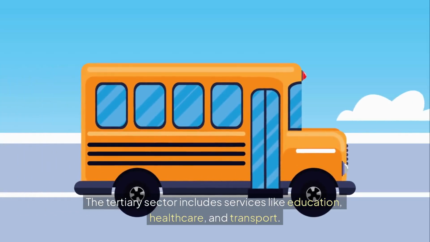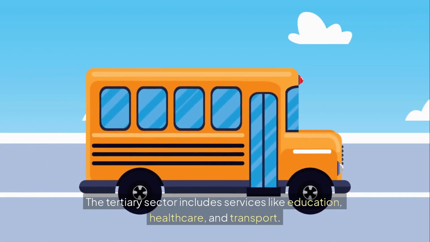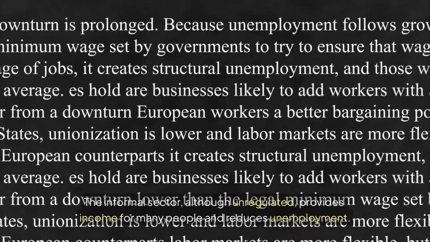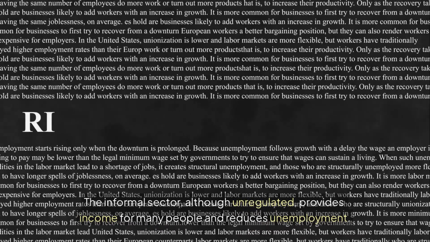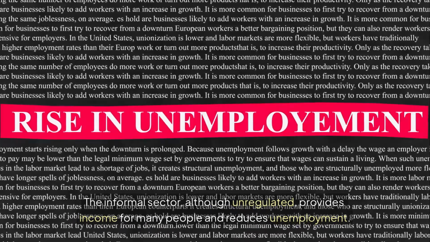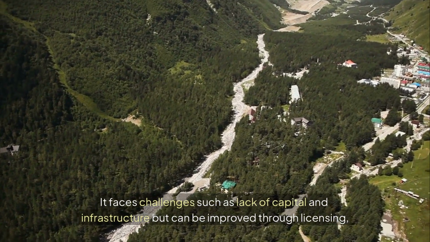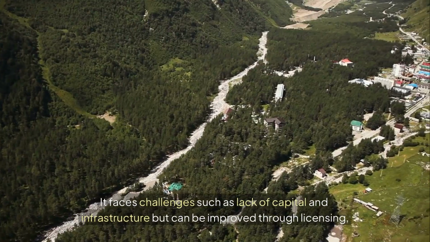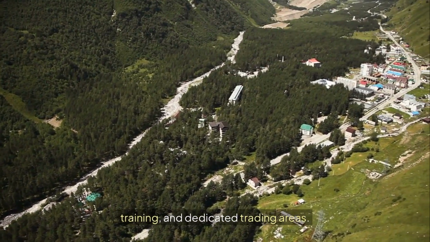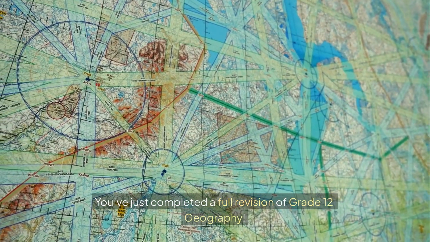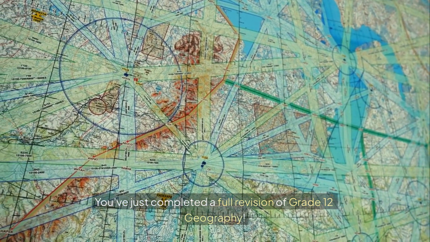The tertiary sector includes services like education, healthcare, and transport. The informal sector, although unregulated, provides income for many people and reduces unemployment. It faces challenges such as lack of capital and infrastructure, but can be improved through licensing, training, and dedicated trading areas. Conclusion: you've just completed a full revision of Grade 12 Geography.